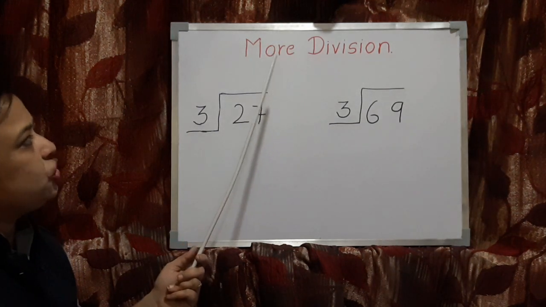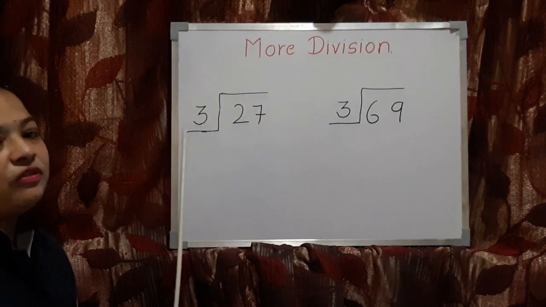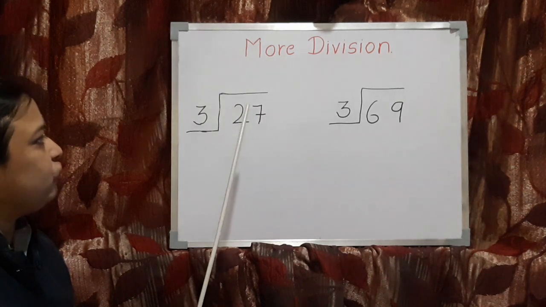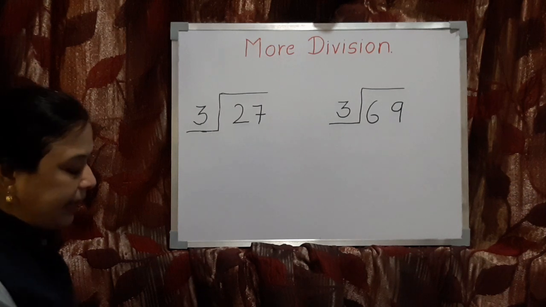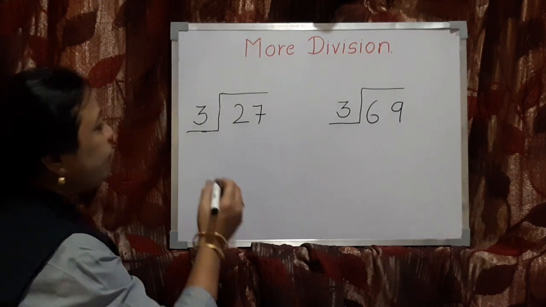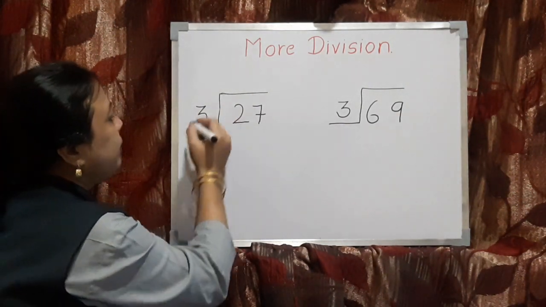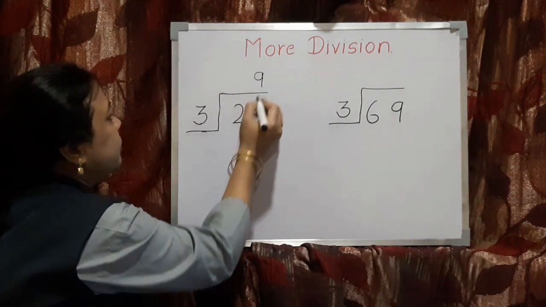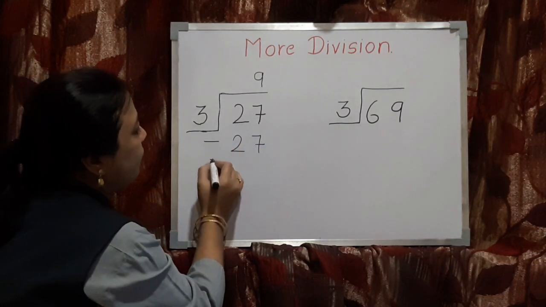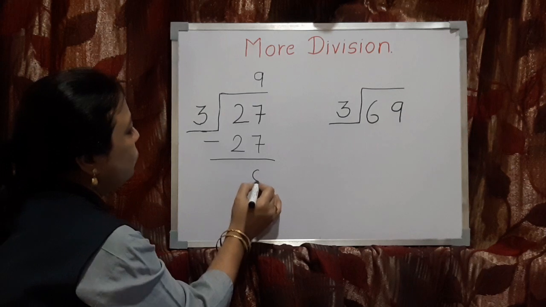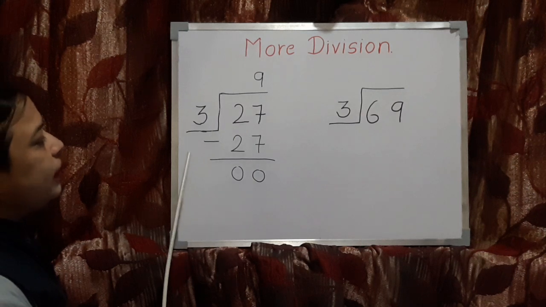Now we are going to start chapter number 1, more division from term 2. This type of sum we had already learned in the division chapter. Here dividend and divisor are there, and when we perform the division, how will we do this? See, we will say the table of 3 and we will go till 27, right? So what will be the answer? 3 nines are 27. Okay, and then we are subtracting over here, and 7 minus 7 is 0, 2 minus 2 is also 0.